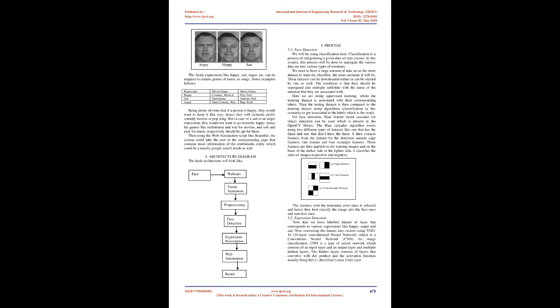5. Process. 5.1 Face detection. We will be using classification here. Classification is a process of categorizing a given data set into classes. In this system, this process will be done to segregate the various data set into various types of emotions. We need a large amount of data set, as the more data set to train the classifier, the more accurate it will be.